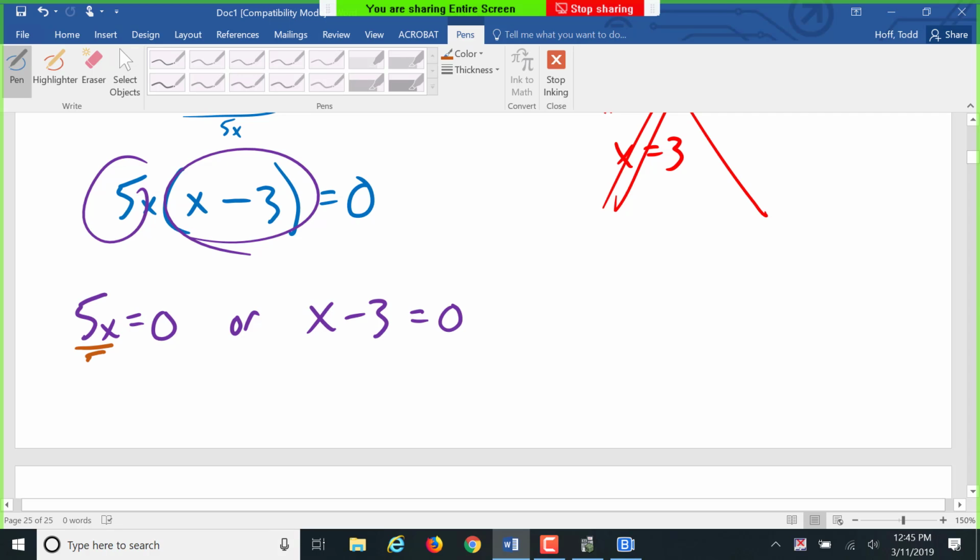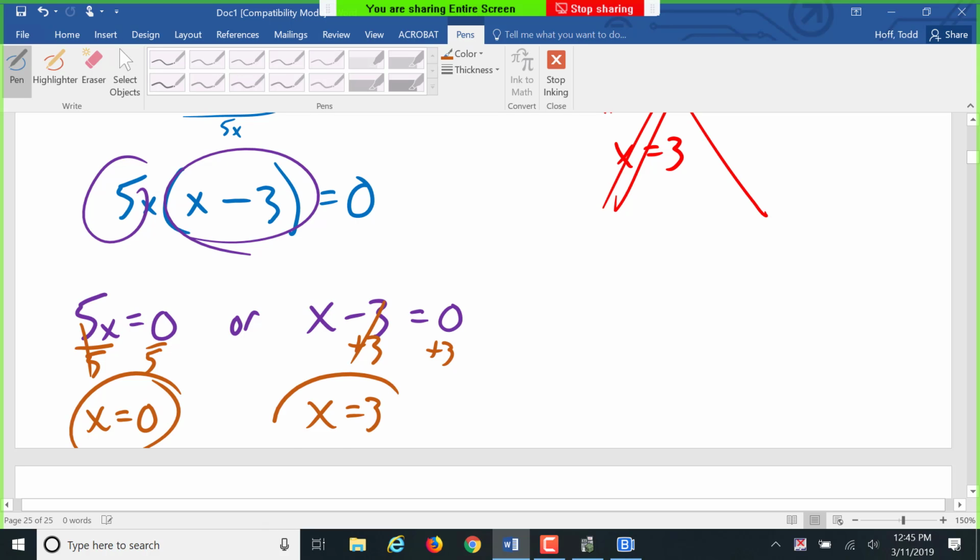5x equals 0, we solve by dividing by 5. X equals 0. X minus 3 equals 0, we solve by adding 3 to get x equals 3.